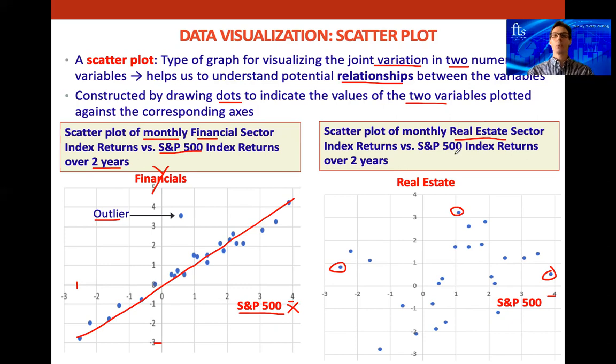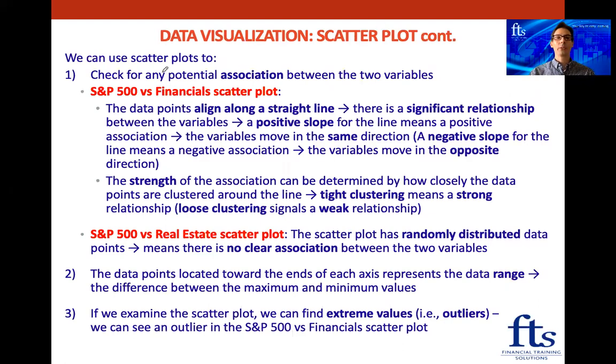Great. So what we're going to add on to what we've said is that we can use these plots to check for any potential association between two variables. If we look back at the previous slide, the left-hand block, the S&P 500 versus the financials, the data points align along a straight line, like the line I just drew in there. That means there's a significant relationship between the two variables. And if we've got a positive slope, like we have, this means that we have a positive association.